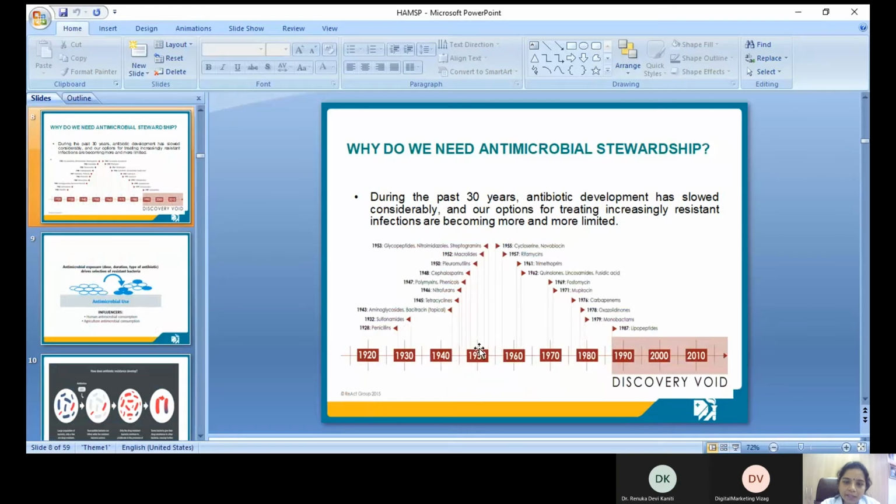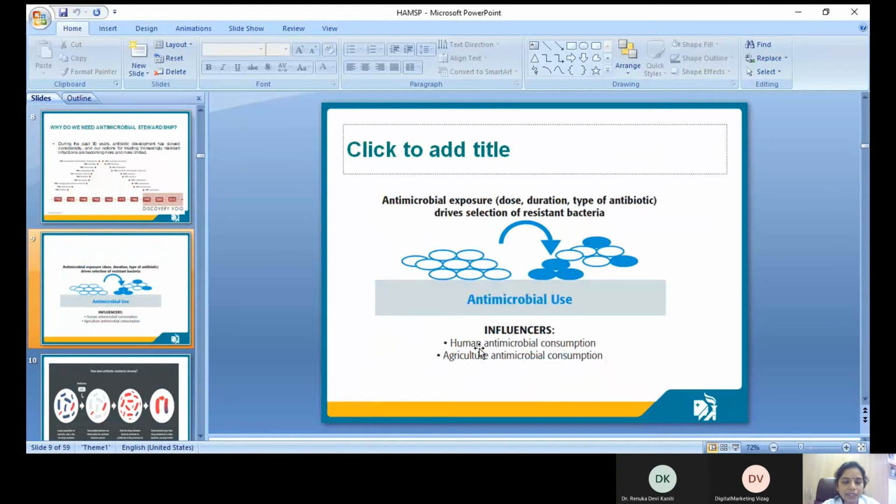So during the last 30 years, antibiotic development has slowed considerably, and our options for treating increasingly resistant infections are becoming more and more limited. This is called the discovery void of pharmaceuticals, which resulted in an increase in antimicrobial exposure because of misdosing, misduration, and different types of antibiotics. Selective pressure was seen in antibiotics in the drug-resistant bacteria.